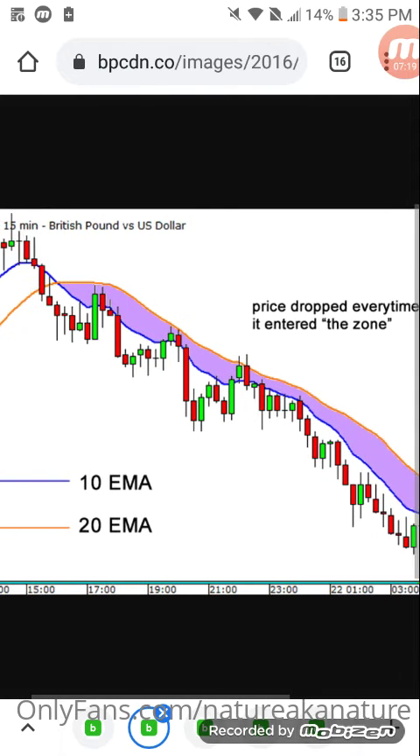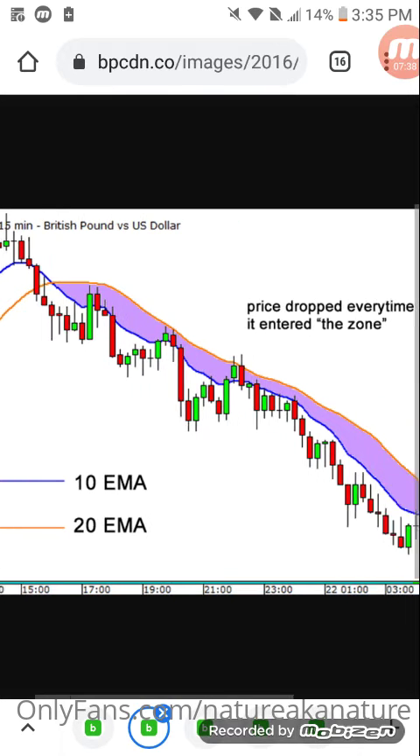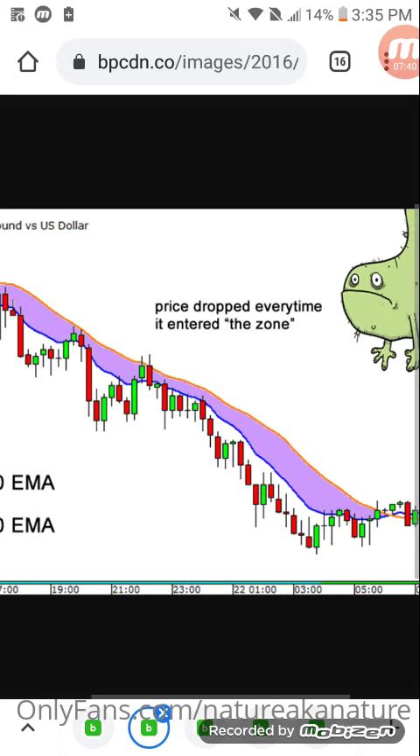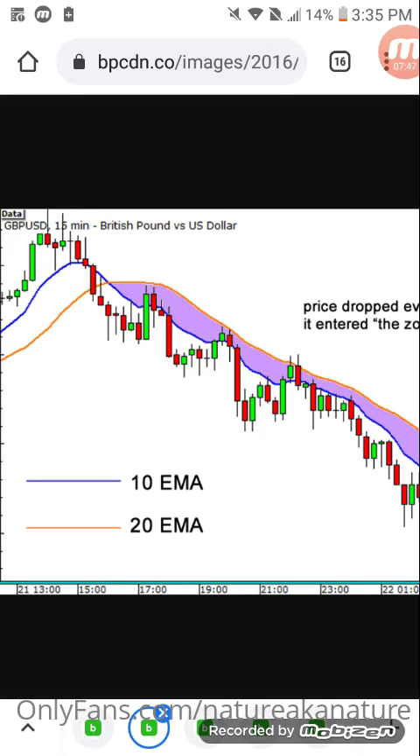The 10 EMA is the blue line, and the 20 EMA is the red line. Notice how the 10 EMA is closer to what price is actually doing than the 20 EMA. How you read the EMA: if the candles are below the 10 EMA and the 20 EMA, it lets you know it's a downtrend. If the candles are above the 10 or the 20 EMA, it's an uptrend. So the candlesticks are below the 10 EMA and the 20 EMA, letting you know it's a downtrend.